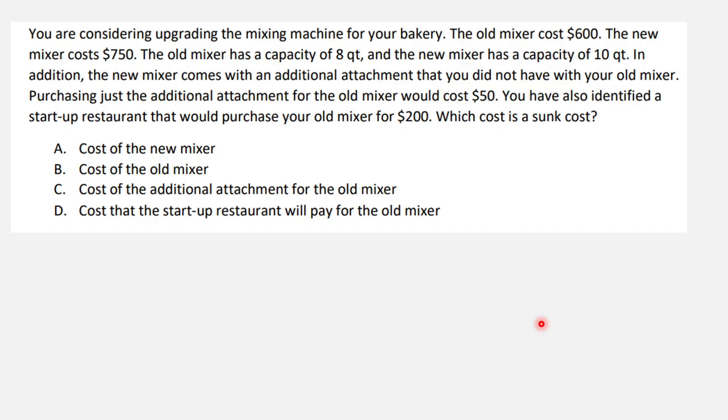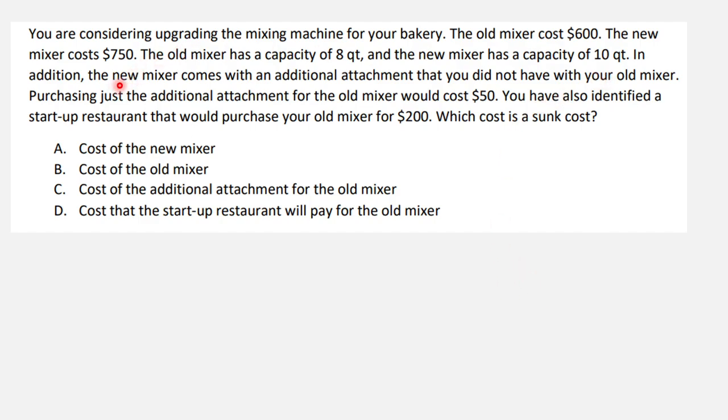You are considering upgrading the mixing machine for your bakery. The old mixer costs $600. The new mixer costs $750. The old mixer has a capacity of 8 quarts. The new mixer has a capacity of 10 quarts.